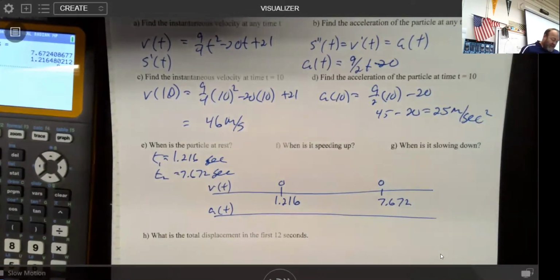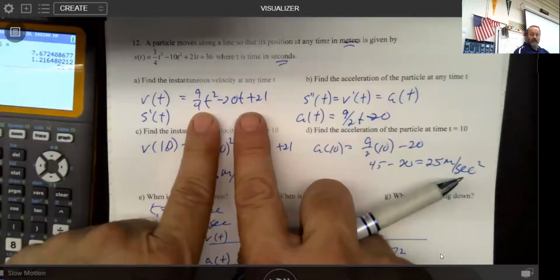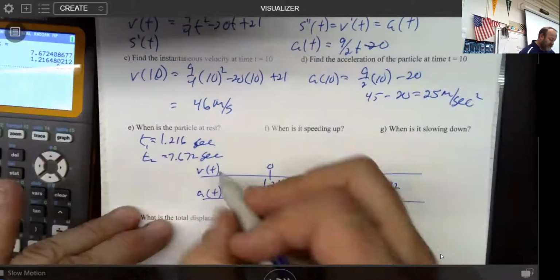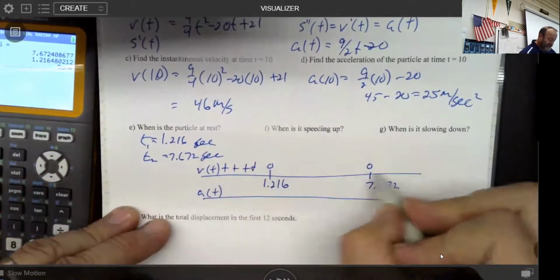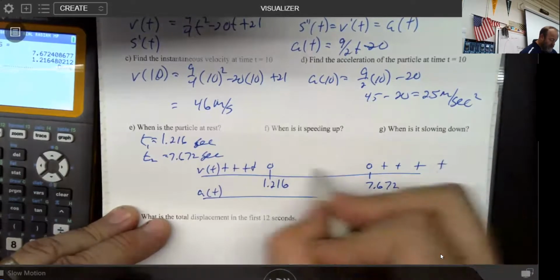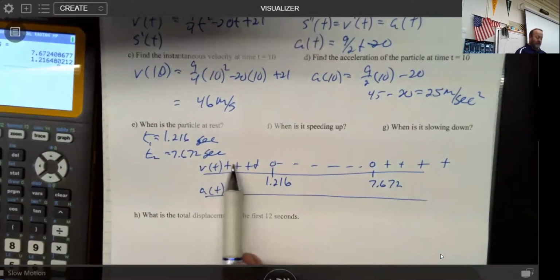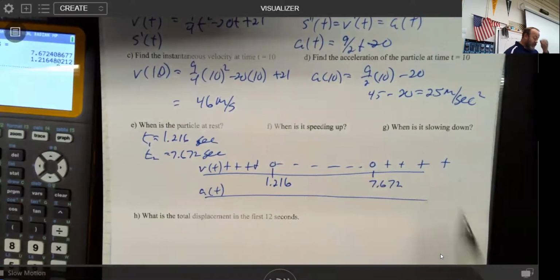Notice it didn't ask me where the particle was, but I could find that out if I wanted to. Now, I know that this is the velocity. This is a positive parabola, and all positive parabolas are up on the sides and, of course, down in the middle. So I know that this particle is moving forward, moving backwards, moving forwards.